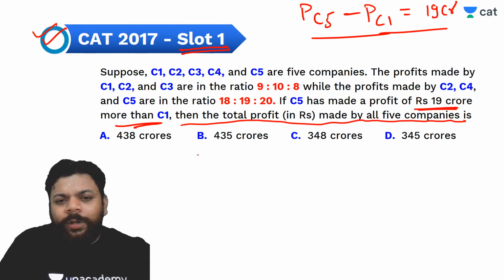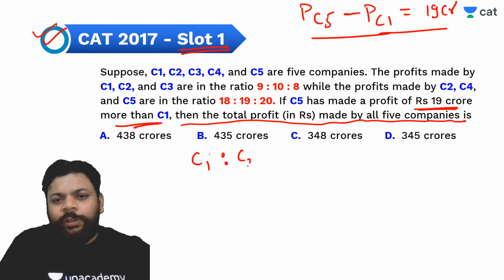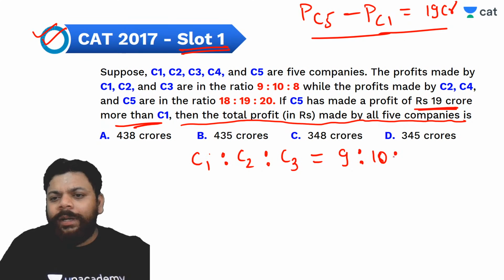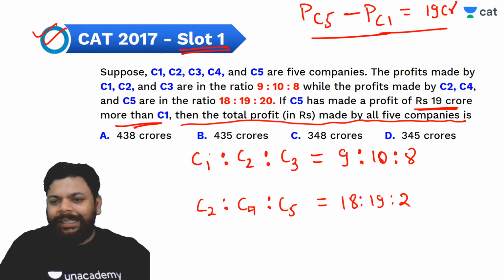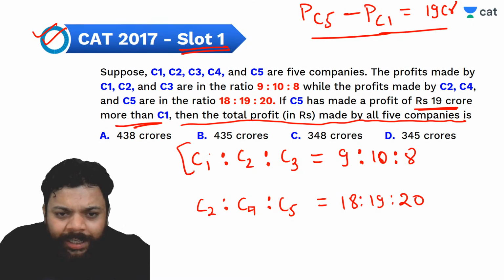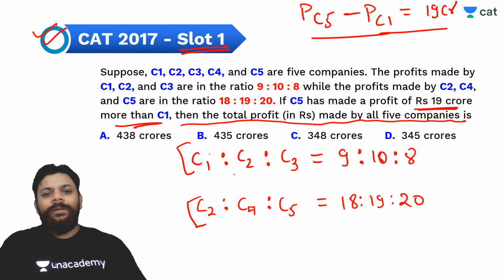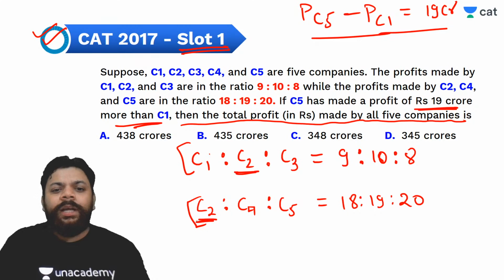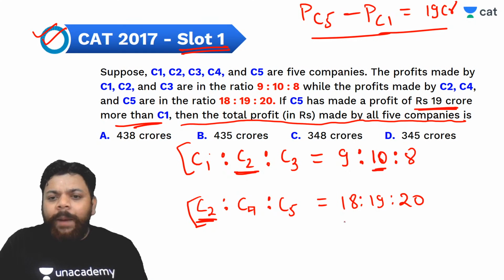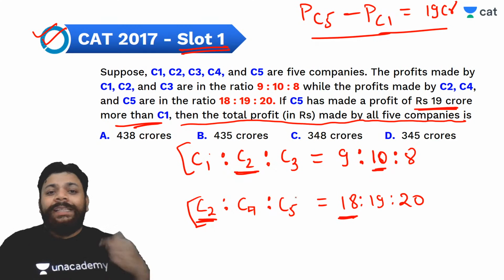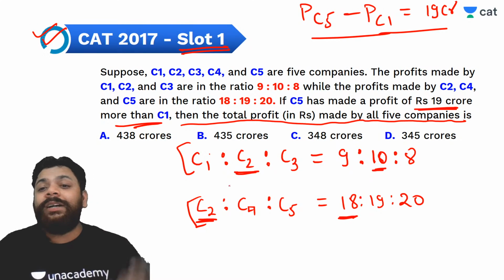So as of now, just try to compare this. C1 is to C2 is to C3 is nothing but 9 is to 10 is to 8. And the second thing which is given is C2 is to C4 is to C5 is nothing but 18 is to 19 is to 20. So your eyes should be absolutely clear: here also there is C2 and here also there is C2. We will just try to make this equal. Here in place of C2 there is 10, here in place of C2 there is 18. So whatever the value of C2 should be, you have to keep it the same in both cases.